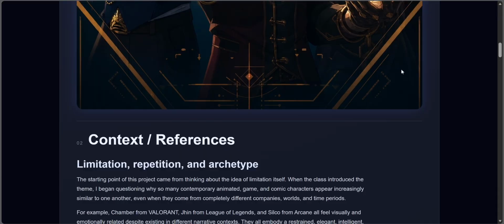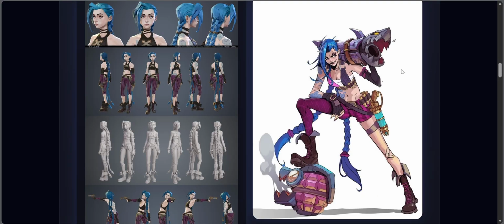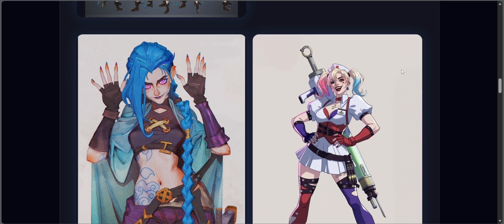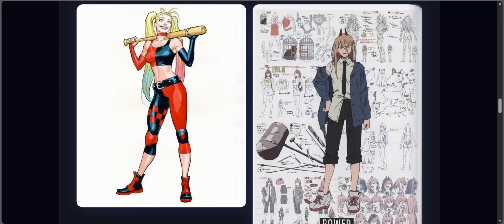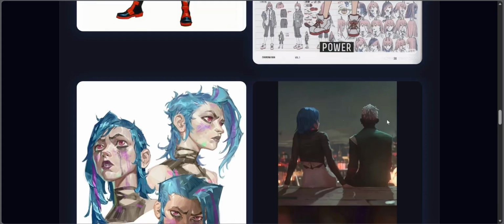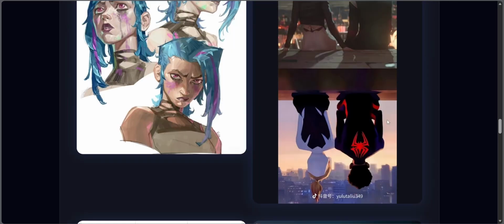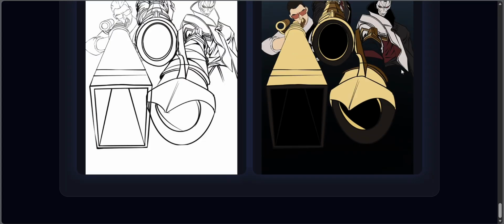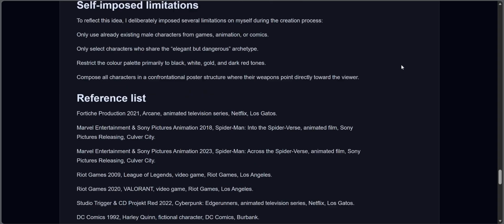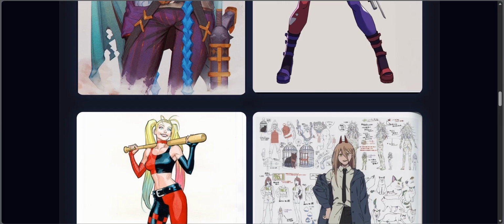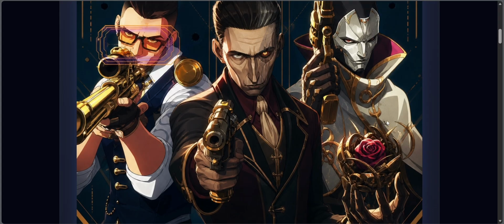At the same time, I also thought about characters like Jinx and Harley Quinn. They share a pattern of chaotic femininity, including exaggerated expression, instability, and playful violence. In this project, I did not only want to criticize repetition, I wanted to understand why repetition happens. Maybe creators are limited by audience expectations, commercial success, existing archetypes, or marketable visual formulas.